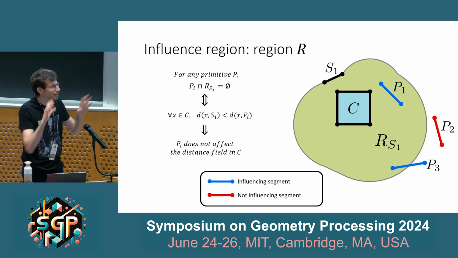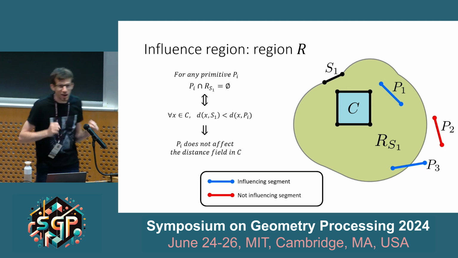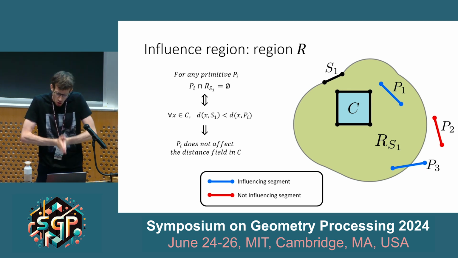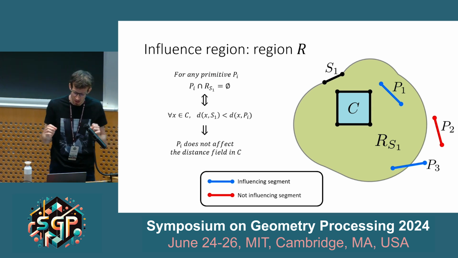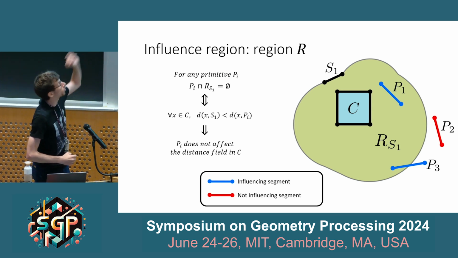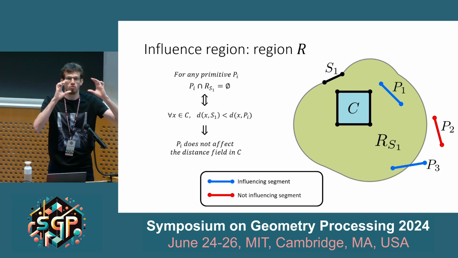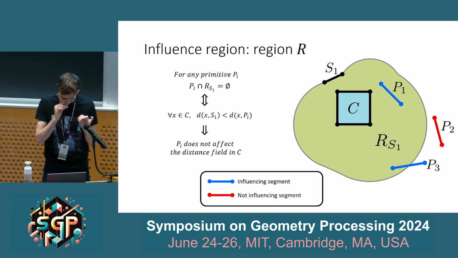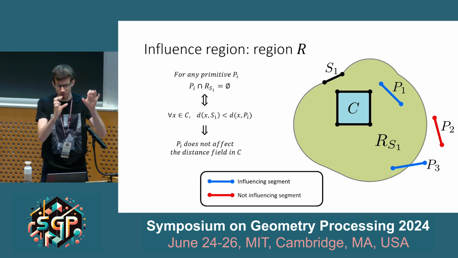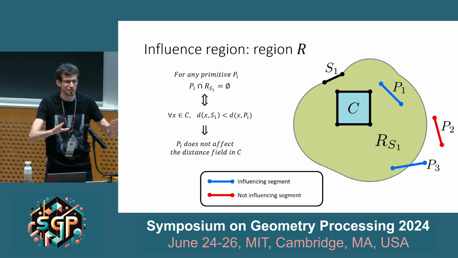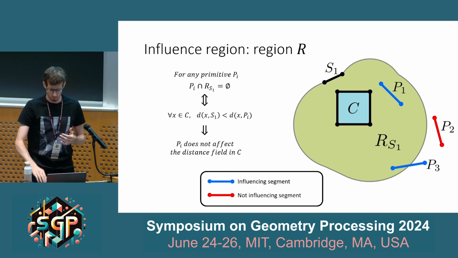In this case, we find a new region that we have invented. The name is not very good: region R. Basically, we search for regions that fulfill the following property. Given the region R of a node and a segment, if another segment doesn't intersect this region, then we guarantee that it doesn't affect the distance field of the node, and therefore we can discard it.